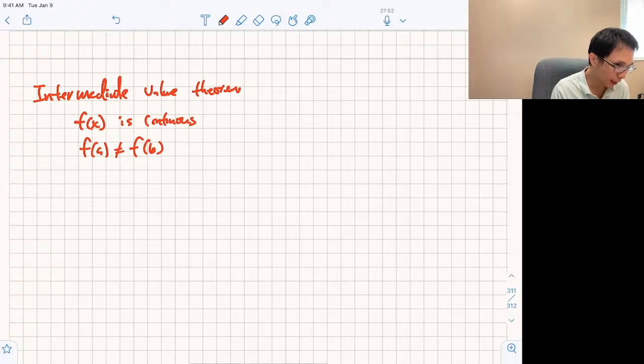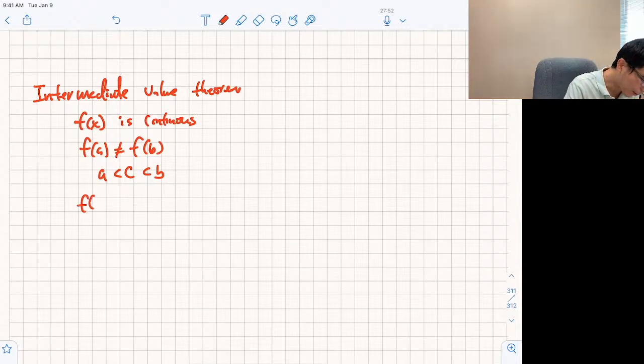So if that's the case, then c is between a and b, right? This value c has to be between a and b. So there must be an f of c. Well, there's technically one more way to think about it. I forgot to write it. So let me see. Intermediate value theorem.